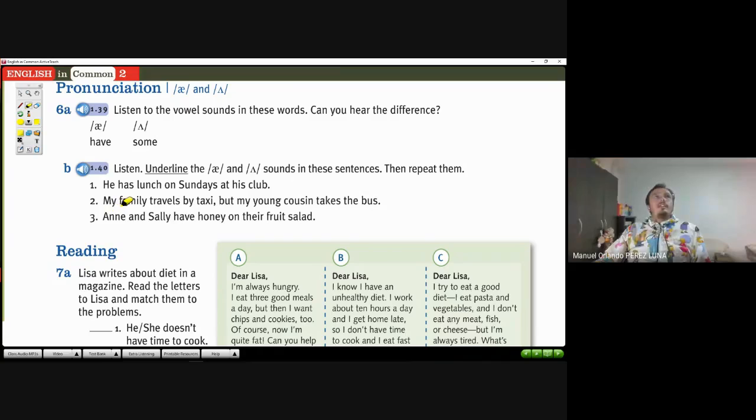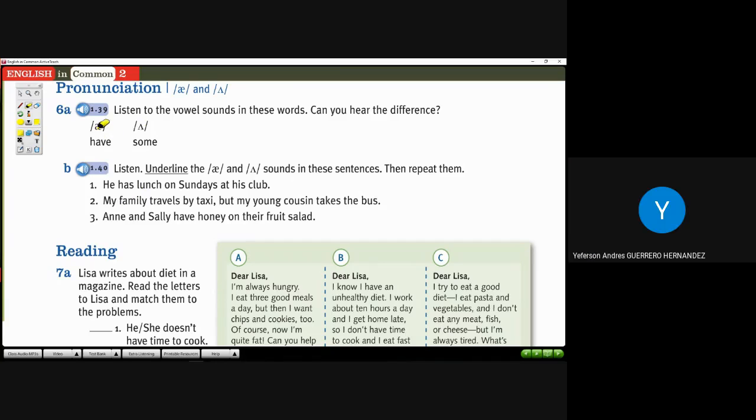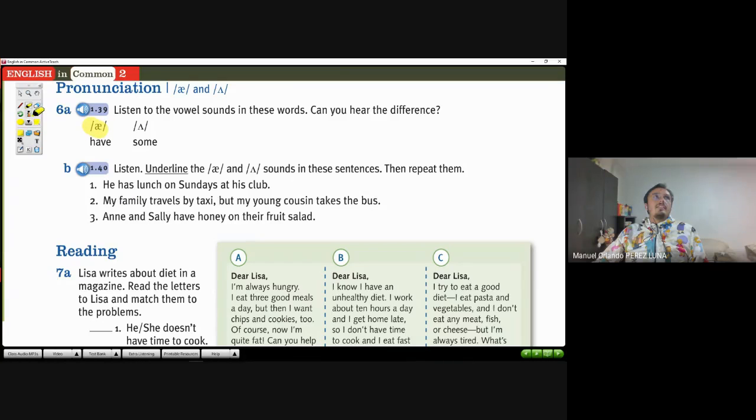So, he has lunch on Sundays at his club. He has lunch on Sundays at his club. Underline on "has". So we got there, we're gonna put some colors in here in order to distinguish. So let's go with the yellow ones, okay?